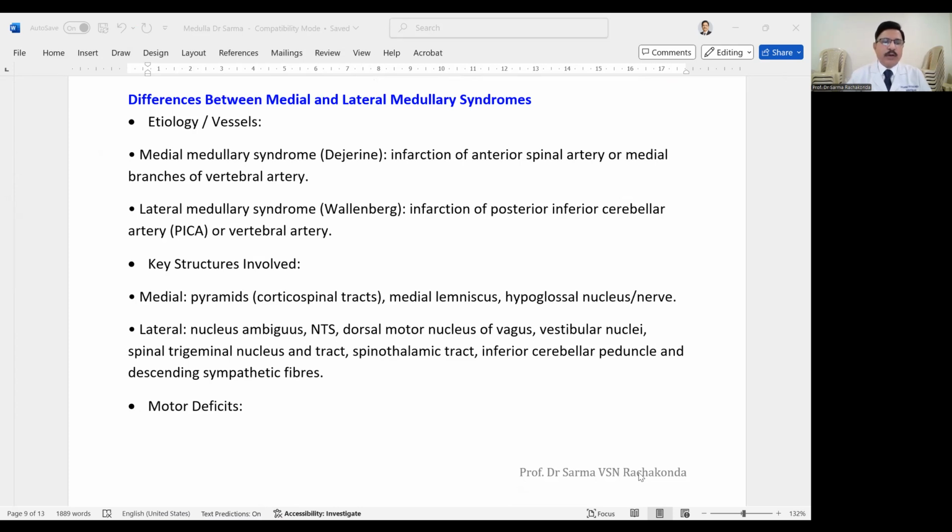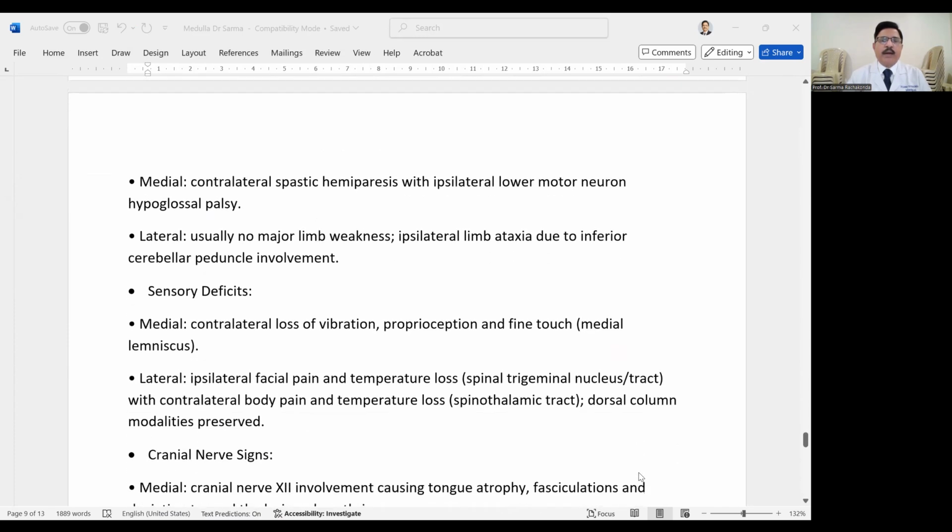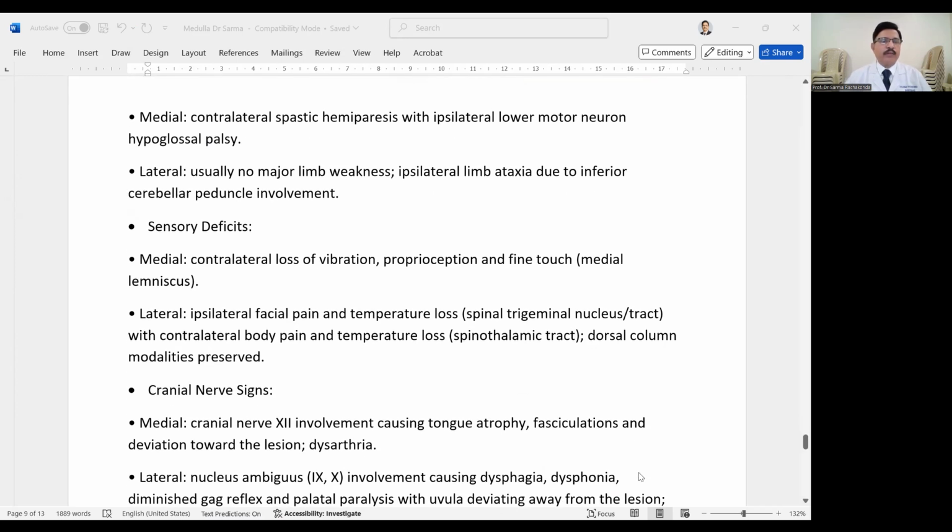Then, motor defects. What will happen? Medial: contralateral spastic paresis, with ipsilateral lower motor neuron involvement of the hypoglossal; posterior column sensations may be affected. Lateral: usually no major limb weakness. If you have limb weakness, it almost excludes lateral medullary syndrome. Ipsilateral limb ataxia due to inferior cerebellar peduncle involvement.